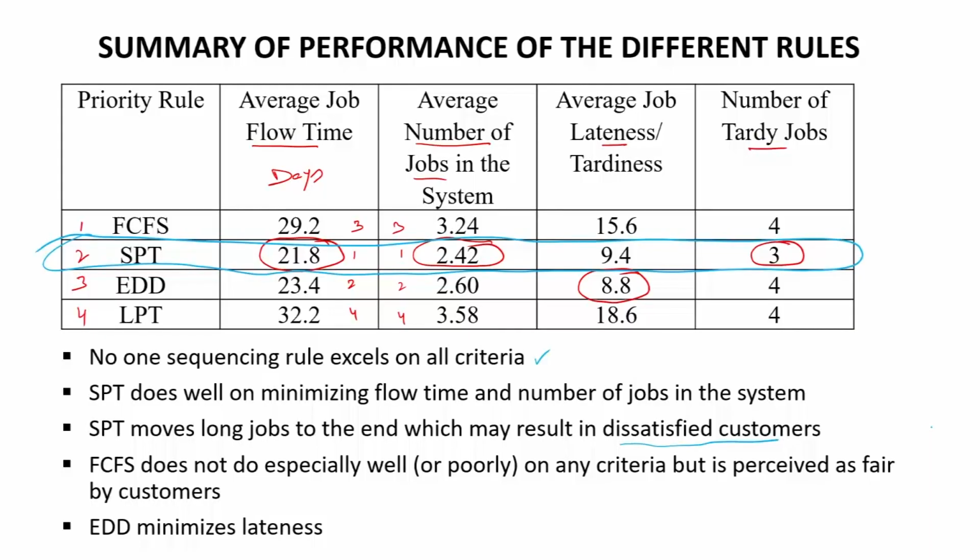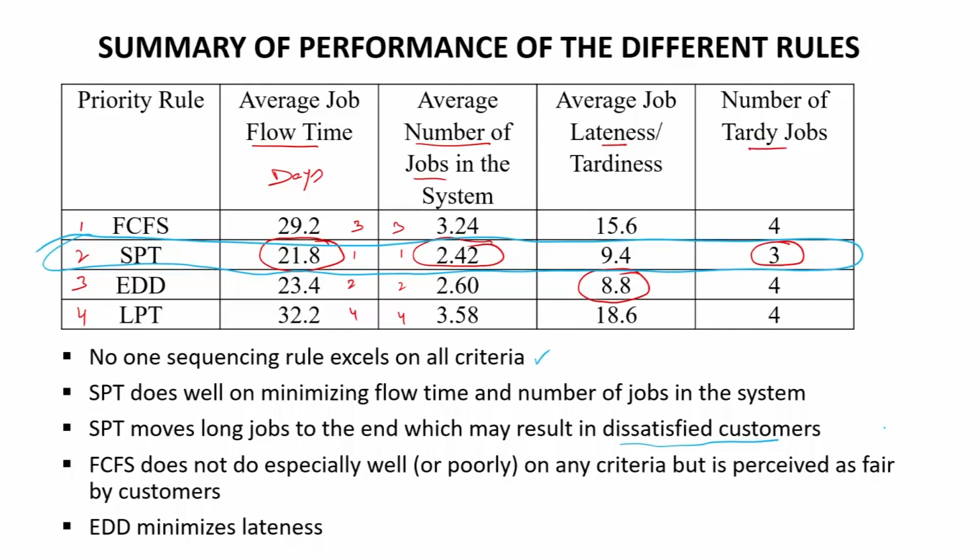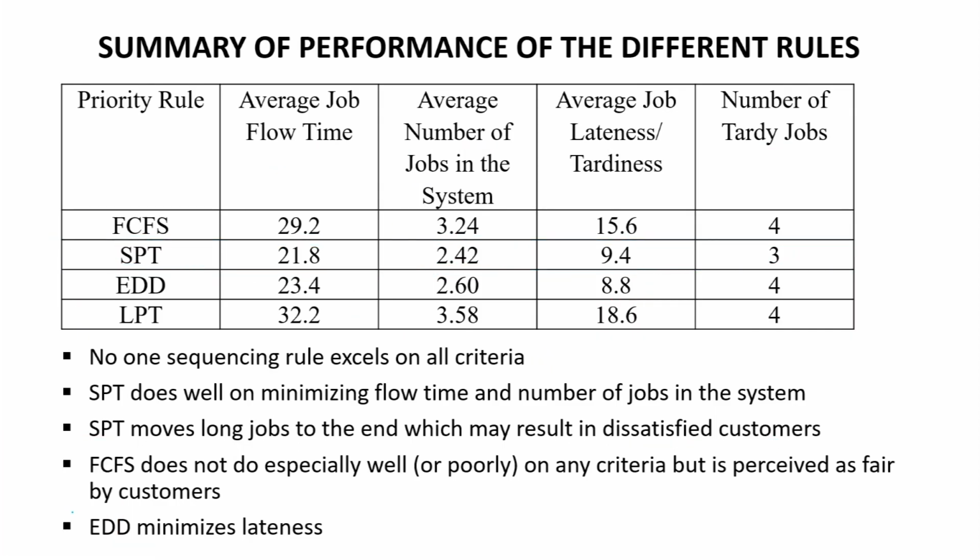Similarly, the jobs which have very small due dates should be prioritized, others will not be prioritized, or you can mix these priority rules in some manner. So that you are excelling on many performance measures and it will not dissatisfy the customers also. Customers also feel that what you are doing is logical, it is not partiality or unfair to them. First come first serve does not do especially well or poorly on any criteria, but is perceived as fair by customers. It is not good on any of the criteria, also it is not bad on any of the criteria.